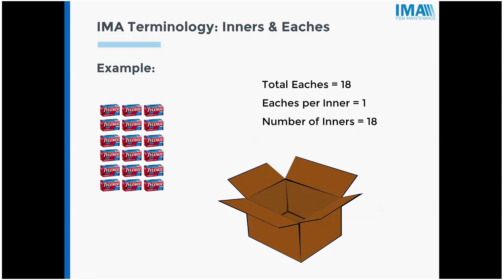Let's say your product doesn't actually have any inners. In that case, the eaches also count as inners. So the total eaches here would be 18. Eaches per inner is 1 because each of them counts as an inner. And the number of inners is 18, so 18, 1, 18. Let's say you have a carton of 6. It would be 6, 1, 6. Or you have a carton of 10, 10, 1, 10.